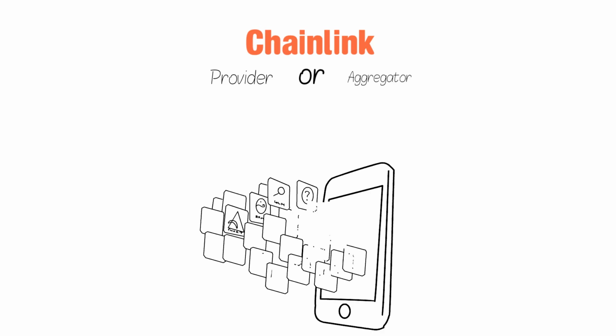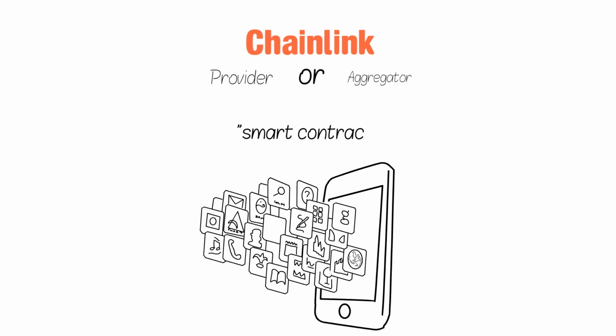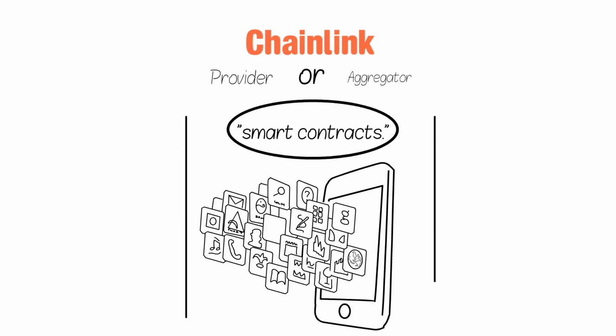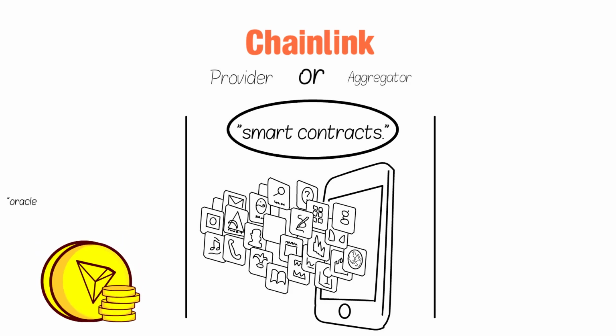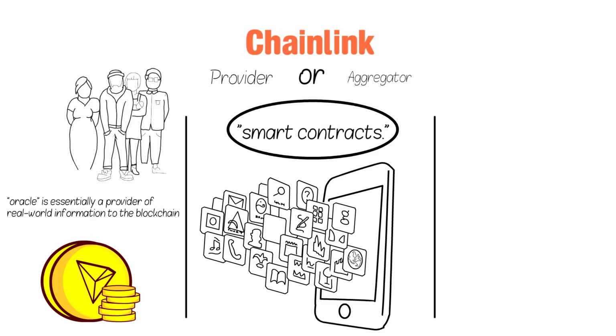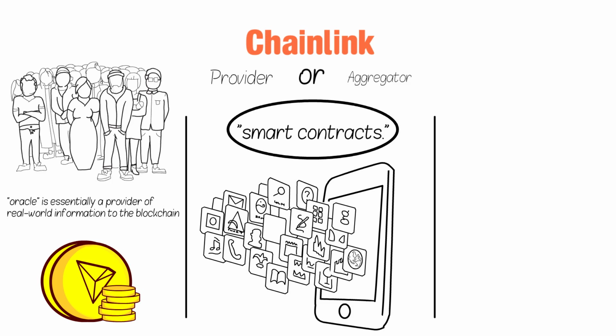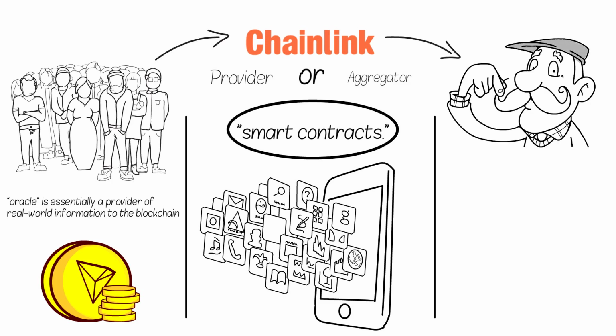We'll start with the word of the hour, Chainlink. Chainlink is essentially a provider and aggregator of real-world information for apps on the Ethereum blockchain that require specific data to complete their smart contracts. Although we'll come back to what smart contracts are in just a moment. Second, in the world of crypto, an oracle is essentially a provider of real-world information to the blockchain, meaning in this case, they are the people who provide their data to Chainlink, who then gives it to the customers.